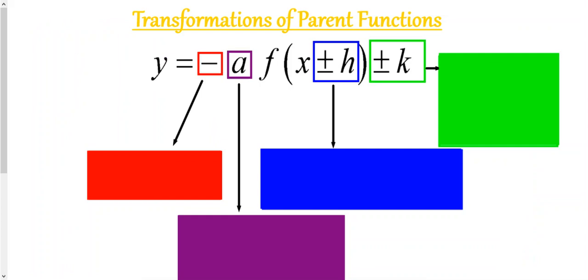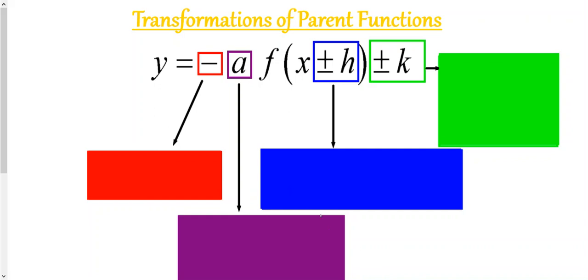All right, so take a minute and write down this model, this formula up here in black. y equals negative a times f of x plus or minus h, both of that in parentheses, plus or minus k. And each one of those has a different function as we get into transformations. So if you need to, pause the video, make sure you write this down. And I'm going to go through each section.